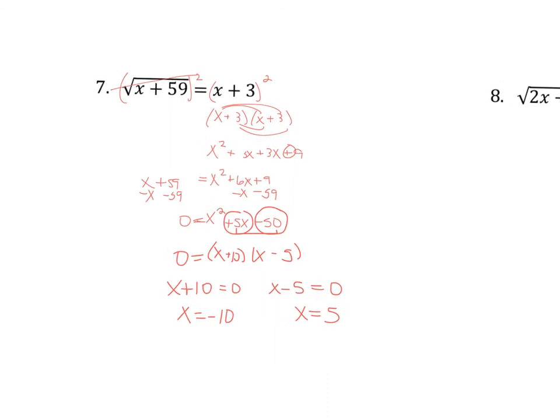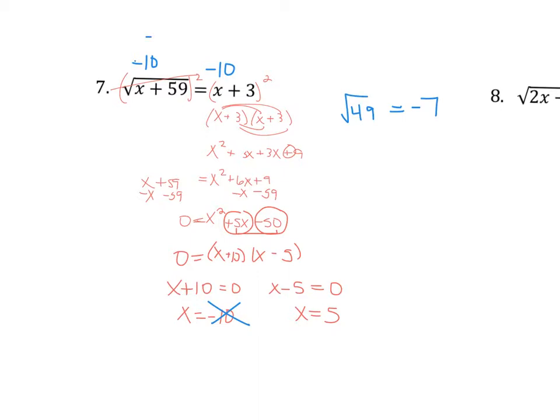On problems like this, there exist these things called extraneous solutions. And what those are is solutions that appear like they should work, but they actually don't. And so we have to plug them into the original just to see if they really work. And so when we plug negative 10 in, we'd plug it in on both sides. On the left side, we're going to get the square root of 49. And on the right side, we're going to get negative 7. And the square root of 49 is not negative 7, it's positive 7. So that means negative 10 does not work.